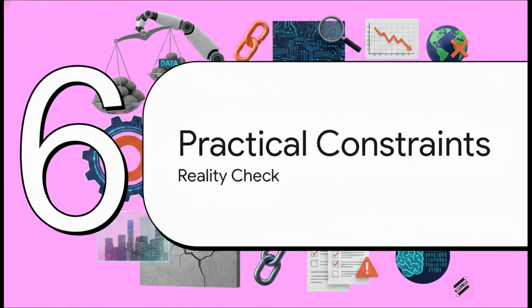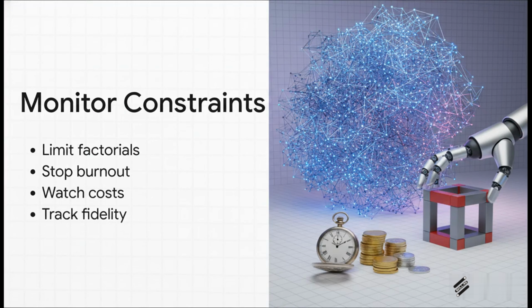Section 6. Practical Implementation Constraints. Reality Check. Let's be real for a second. Theoretically optimal designs often fail spectacularly in the real world. A 3x3x3 factorial sounds super impressive on paper until you realize you're juggling 27 completely unmanageable conditions.